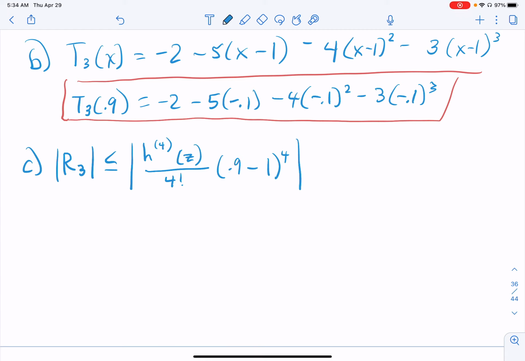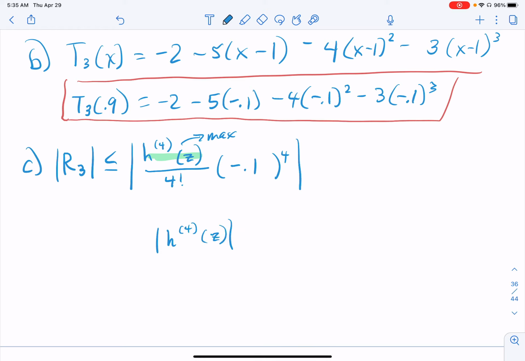I know that this part is just going to simplify to that negative 0.1 here. Go ahead and put that in there. And now I have to figure out, what am I going to do about this guy? So essentially here, we need to get the max value on this, and it's the max value of the fourth derivative, the absolute value of that.